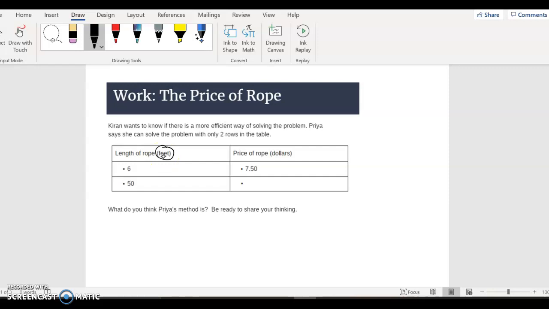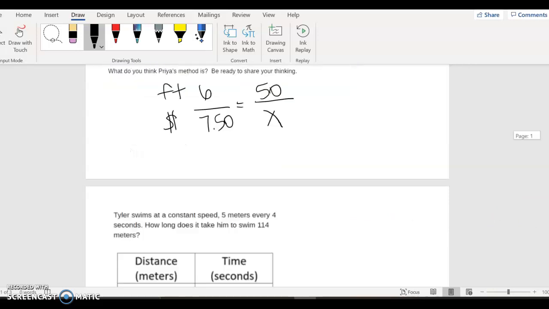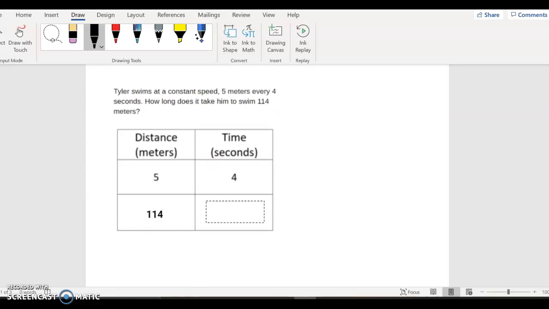Okay, we are comparing feet and dollars. So we know that 6 feet of rope cost us $7.50. And then we're trying to figure out how much 50 feet of rope would cost. So then we would cross multiply and divide like we've been doing with all of our percent problems. We're not going to solve it because I know the answer is going to be 62.50. So if we take a look here, I'm going to show you the proportion method.